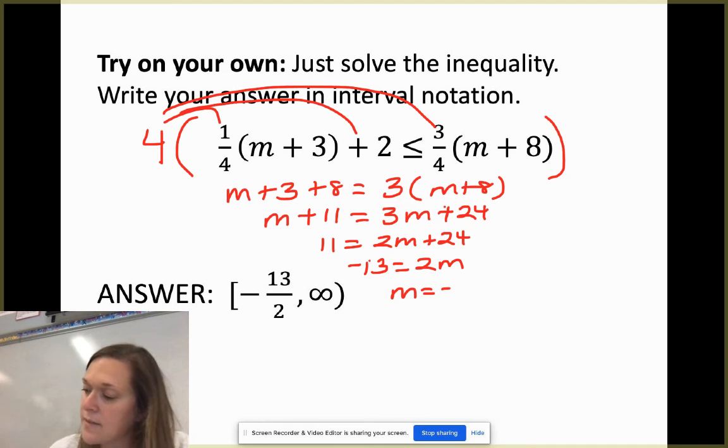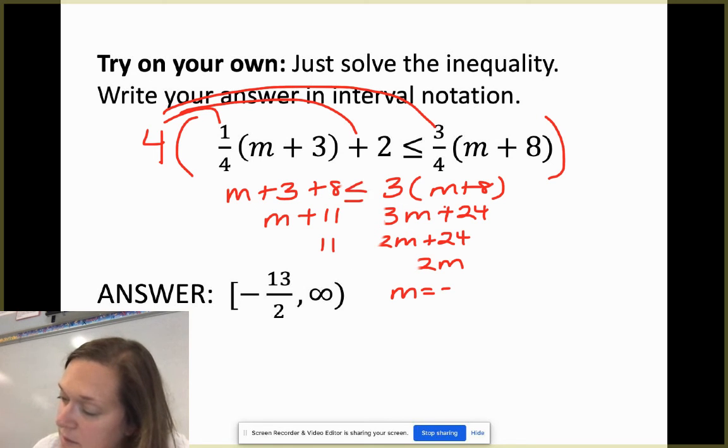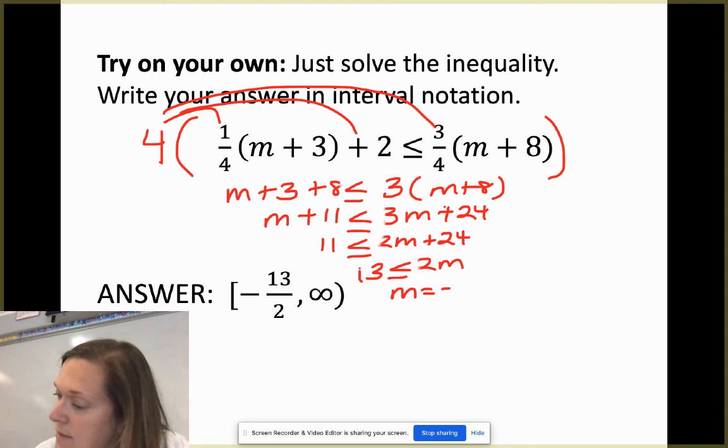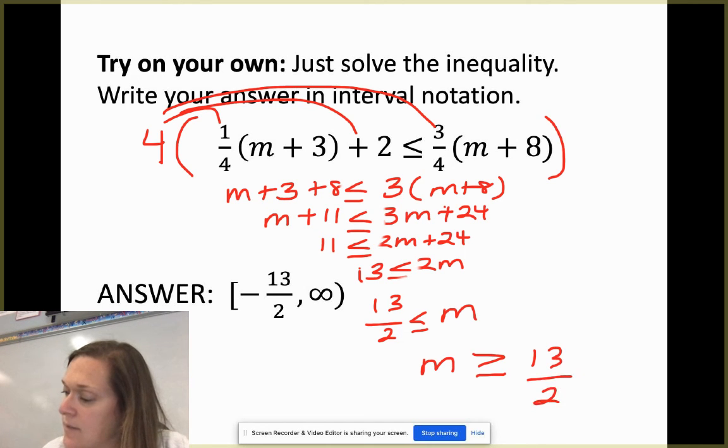Dividing it gets us, oops, how did my inequality turn into an equal sign? That was silly. Less than or equal to. So then we get, there we go. 13 halves is less than or equal to m when you divide by 2, which is really the same as m is greater than or equal to 13 halves.